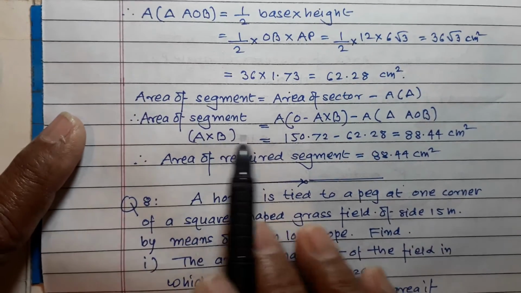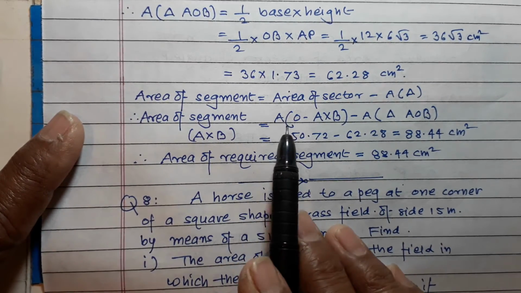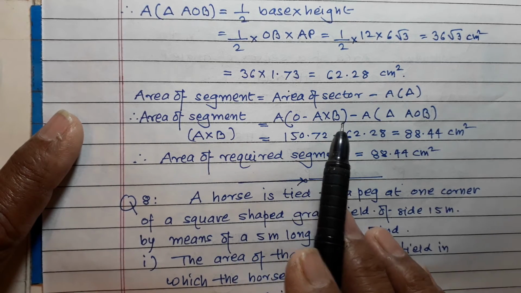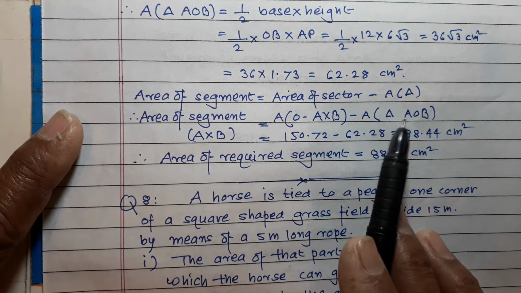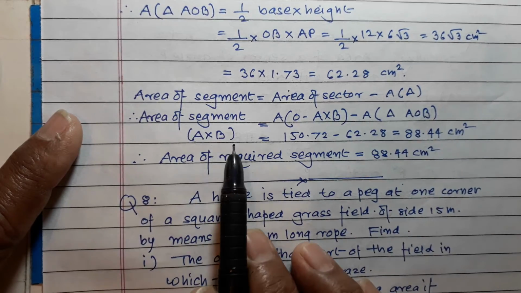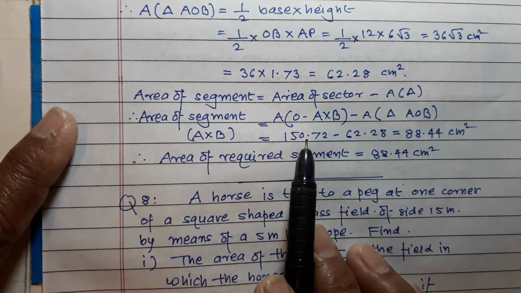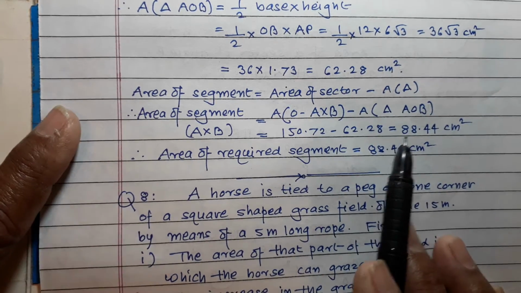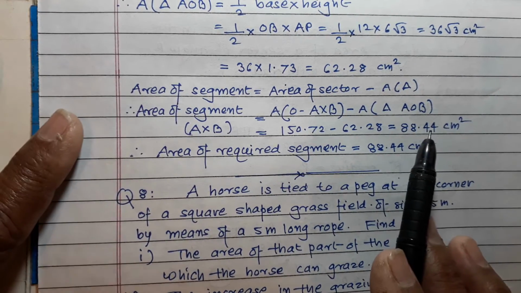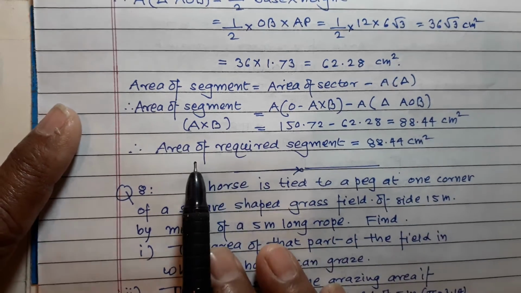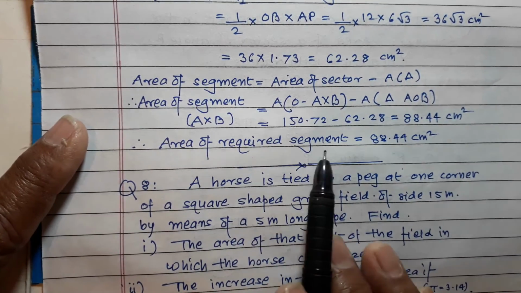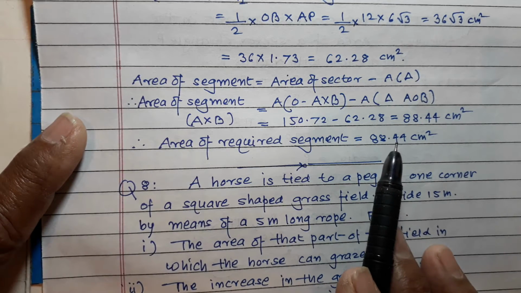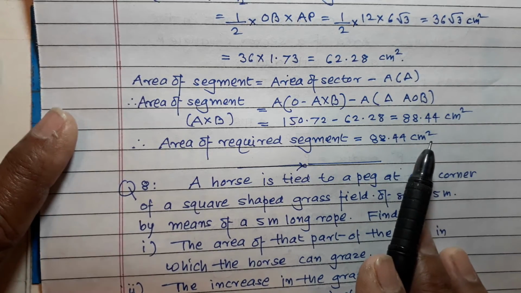Now area of segment is equal to area of sector minus area of corresponding triangle, and therefore area of segment is equal to area O'AXB minus area of triangle AOB, which is equal to 150.72 minus 62.28, which gives you 88.44 centimeters square, and hence the area of the required segment is equal to 88.44 cm square.